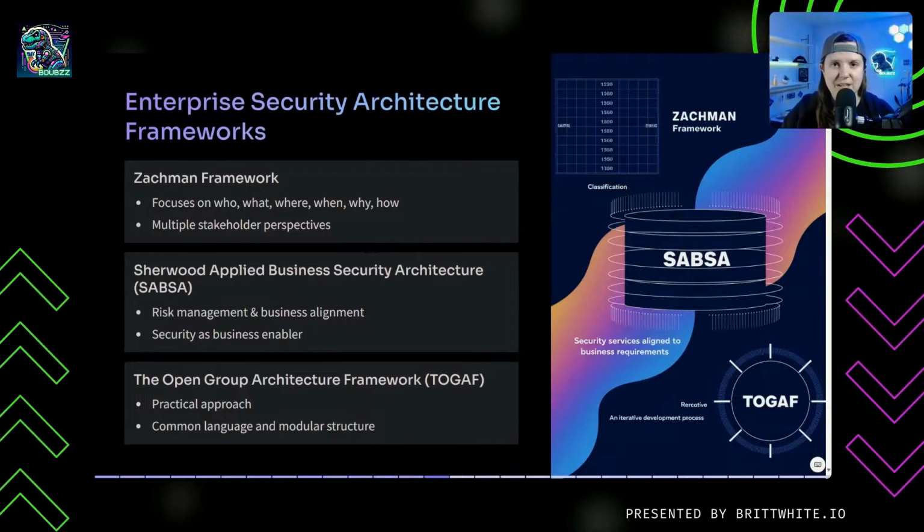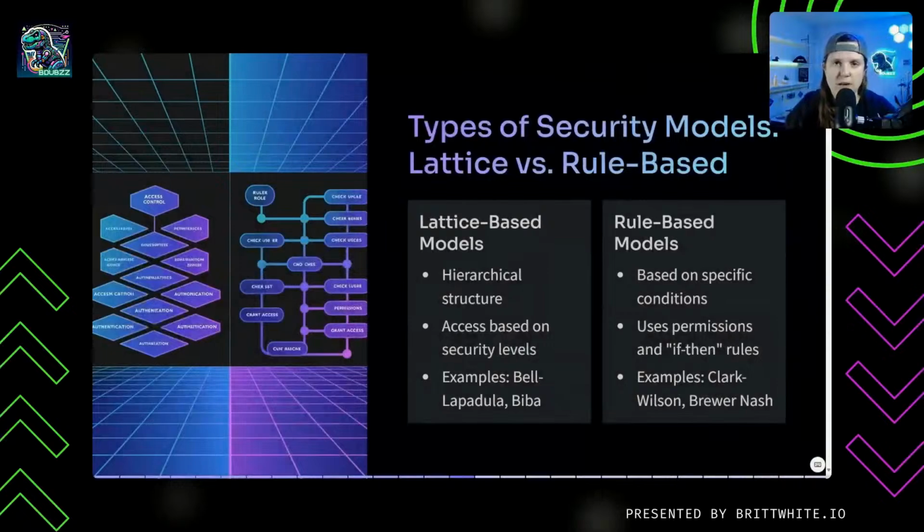Now let's get into the security models themselves. When we look at all the different security models out there, we can group them into two main categories: lattice-based and rule-based models. Understanding these categories will help us better grasp how each specific model works. First, let's talk about lattice-based models.